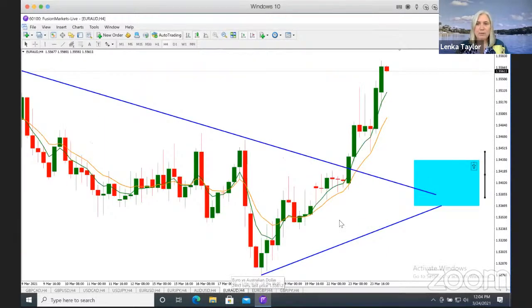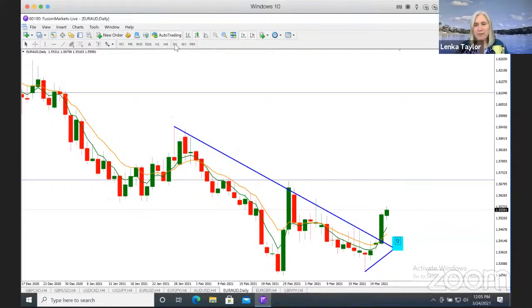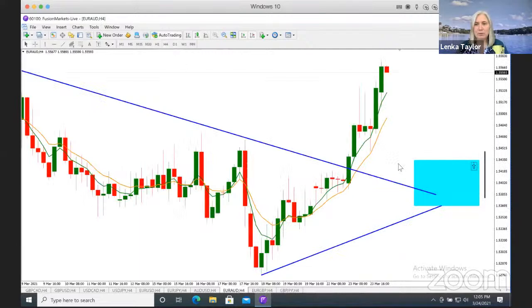Next chart I'm going to have a look at is Euro AUD. So Euro AUD was going down. Now it looks like it's going to reverse and potentially go up. So if the price comes back to this area here, then I would be looking for a long at that point. So let's see what happens with that one.